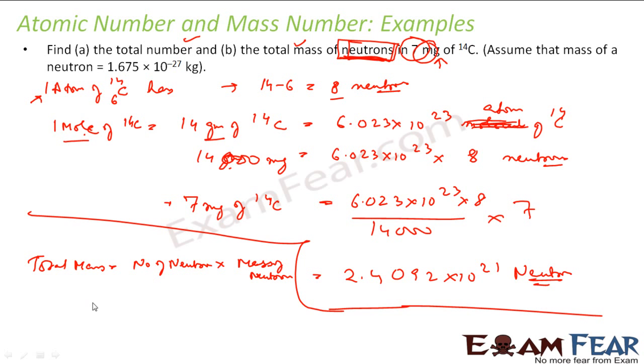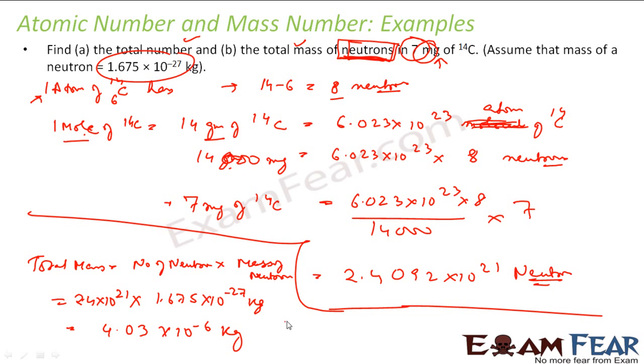So the number of neutrons we have is 2.4 into 10 to the power 21, and the mass of a neutron is given as 1.675 into 10 to the power minus 27 kg. So you multiply both and you get something like 4.03 into 10 to the power minus 6 kg, and that is my answer.